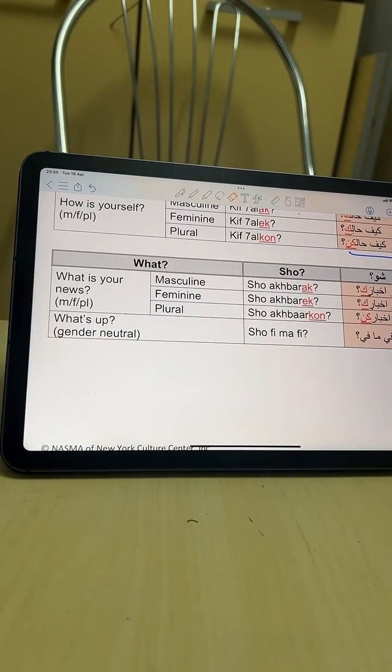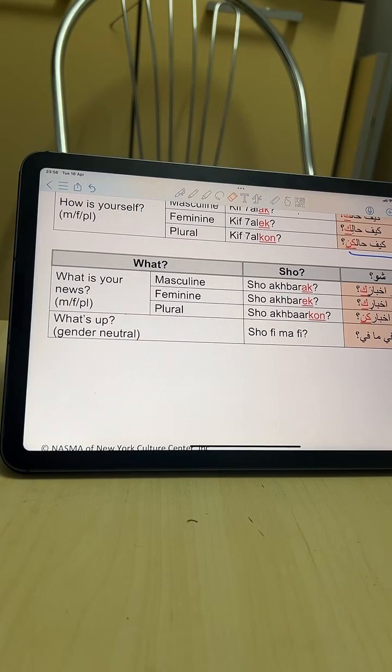Shu akhbarak, which means what are your news? Do you see the underlined suffixes they have? Those underlined suffixes refer to the pronoun. We don't need to write the pronoun, like we don't need to say, like in English, what is your news? Because the your is already in the suffix.